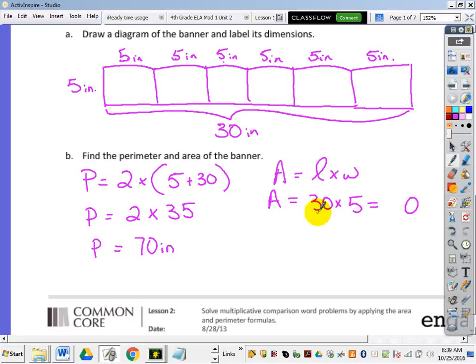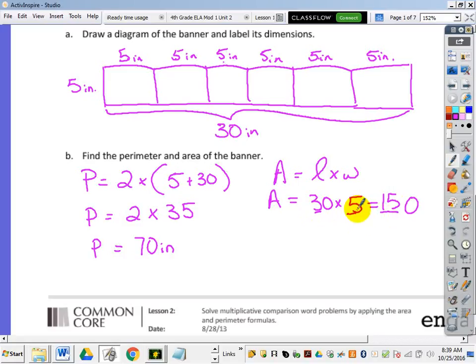So all I have to worry about is the 3 times the 5. What's 3 times 5, Attila? 15. Good. Yeah, 15. So 30 times 5, it's 15 because 3 times 5 is 15. So 30 times 5 is 150.